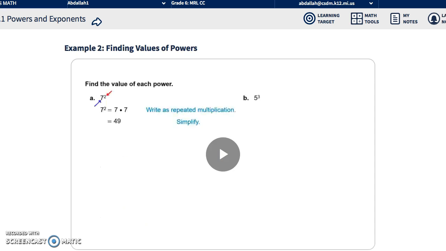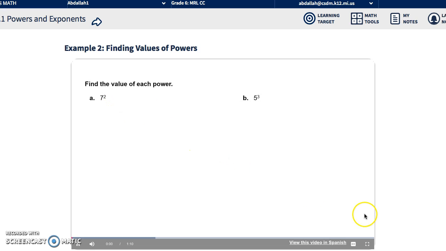Now they're talking about value. There's a lot of vocabulary. Now you need to find the value of the power. So the value is what does it equal? What does 7 to the power of 2 equal? So multiplying 7 times 7. Be careful not to multiply 7 times 2. This is telling us 7 times 7.